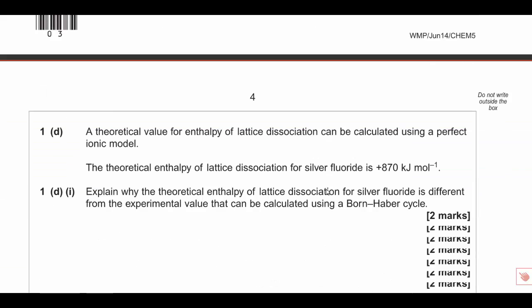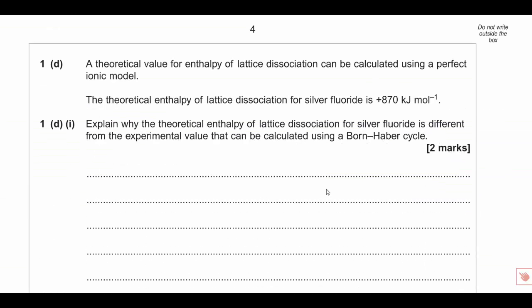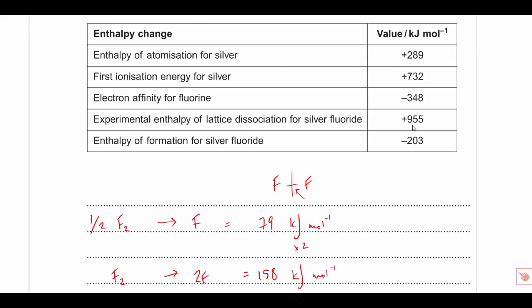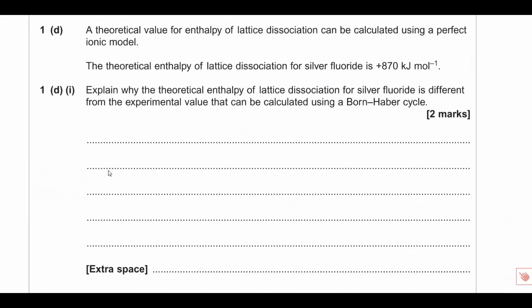There we go. 1D. A theoretical value for enthalpy of lattice dissociation can be calculated using a perfect ionic model. The theoretical enthalpy of lattice dissociation for silver fluoride was plus 870 kilojoules per mole. Explain why the theoretical enthalpy of lattice dissociation of silver fluoride is different from the experimental value that has been calculated using a Born-Haber cycle. So the value we're given is plus 955 from the Born-Haber. Theoretical was plus 870. So we've got some differences there.